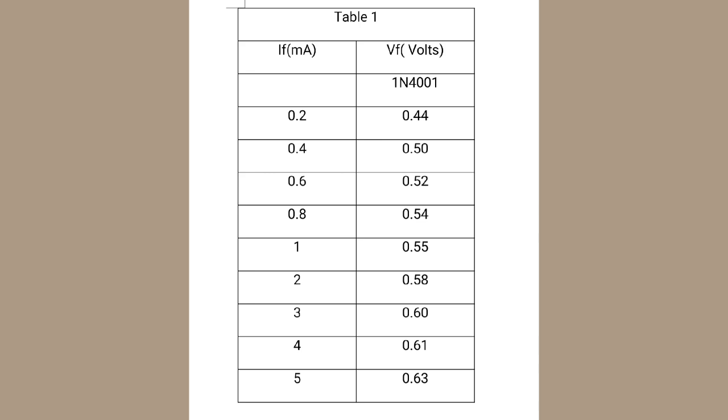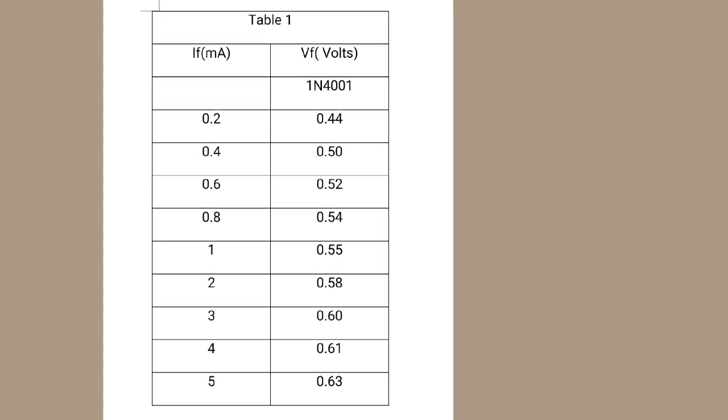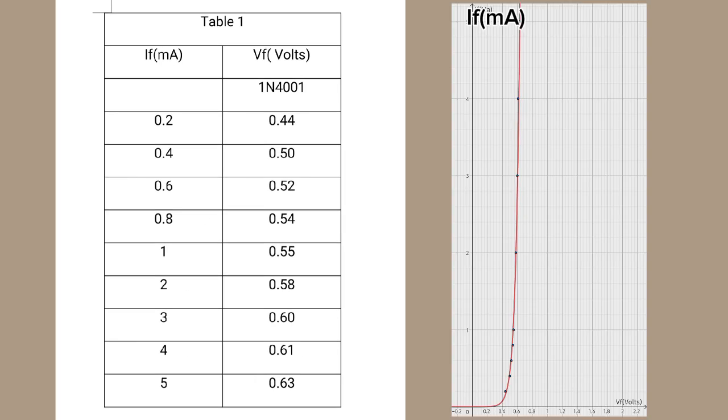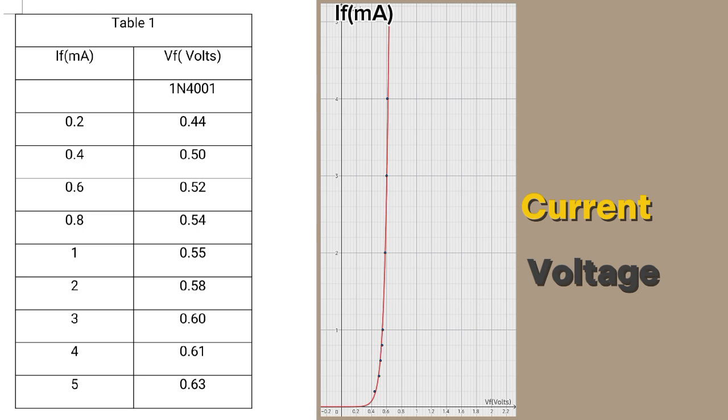As you can see from our table, it shows that a diode allows current to flow when it's forward biased, but it requires a certain threshold voltage to start conducting effectively. And as the current increases, the voltage across the diode also increases slightly.